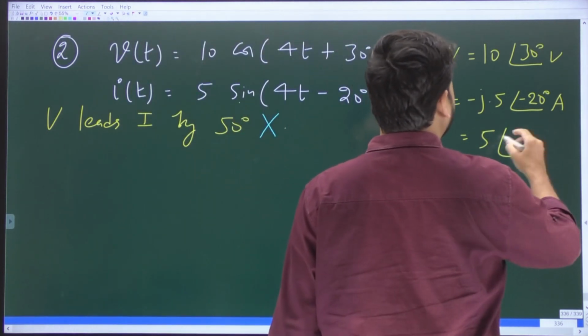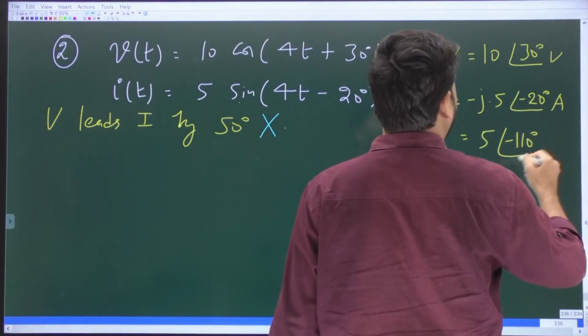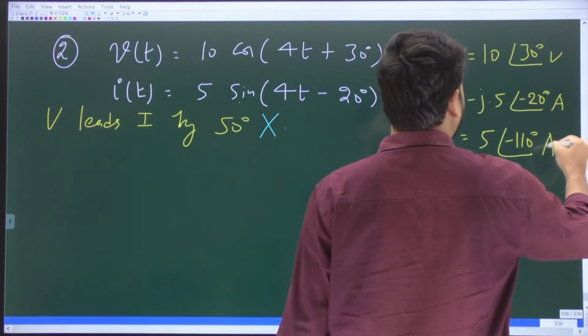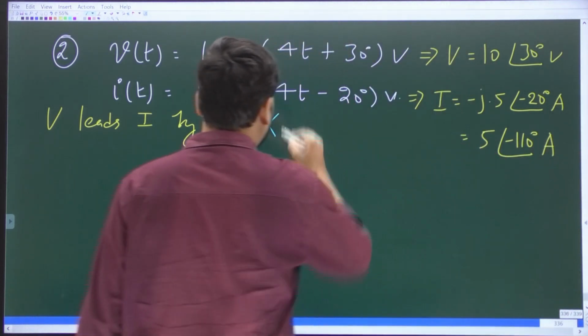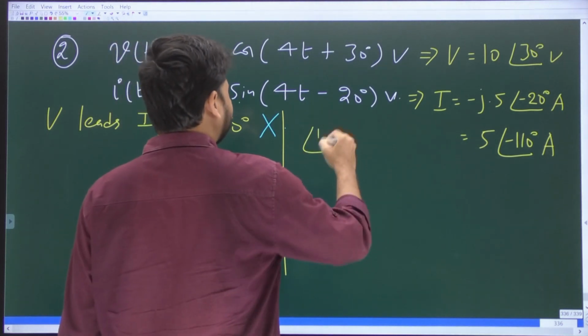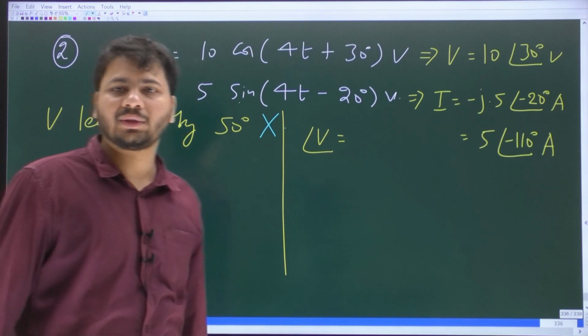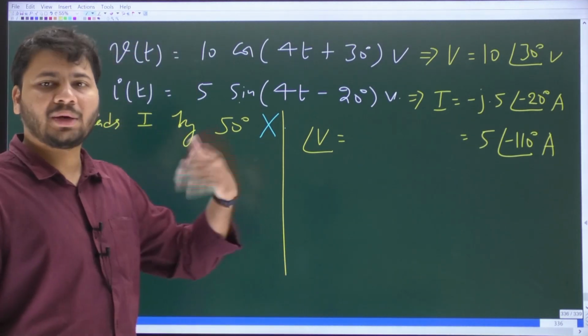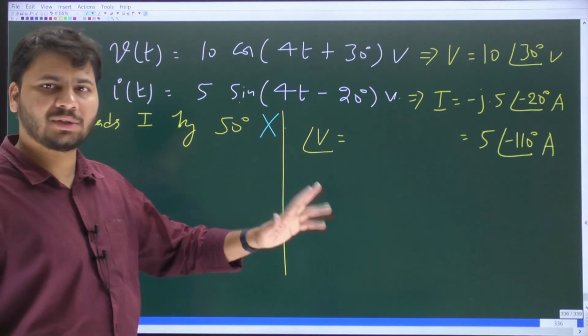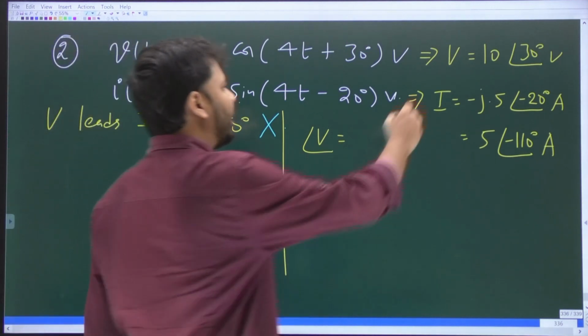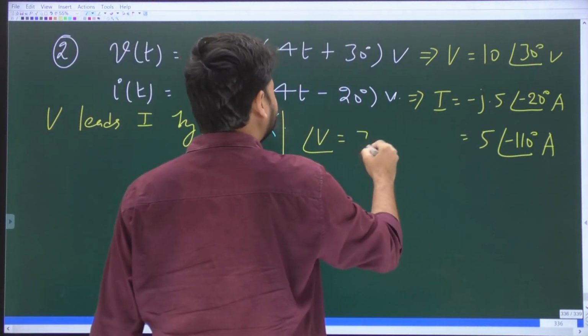That's all. So 5 at an angle minus 110 degrees amperes. Now, what is the angle or the phase of the voltage? Look at the 2 phasors and decide which one is leading and which one is lagging. It is very simple. What is the angle of voltage? Angle of voltage is 30 degrees.